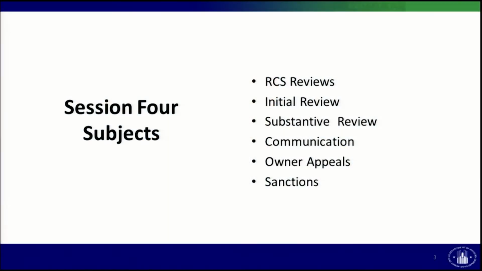In session 4, I'm going to focus on the review of rent comparability studies that have been submitted by the property owner. We're going to talk about what we call initial screening and substantive review. I also want to discuss the communication between the reviewer of the RCS and the appraiser or the owner, and the timelines outlined in the guide for those discussions. I'm going to highlight the process for owner appeals. And last, I want to highlight a seldom used but available penalty for those appraisers who consistently submit poor work.